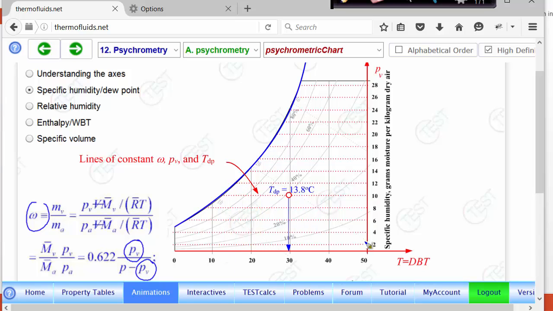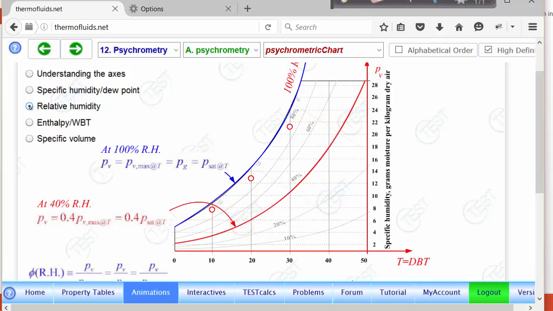So sometimes the dew point is also written on the y-axis. So the y-axis not only doubles as the PV line or omega line. In a psychrometric chart, you will find dew point is also in another scale given here, because along this line dew point doesn't change. Of course, we have already discussed the relative humidity lines.